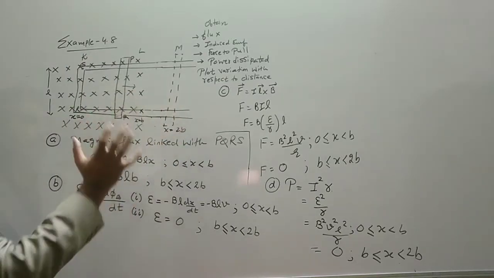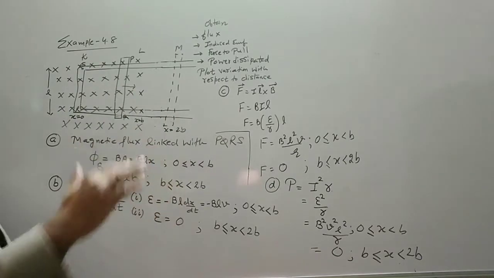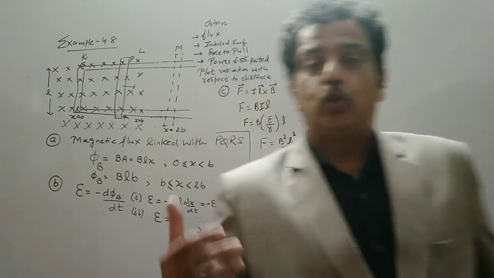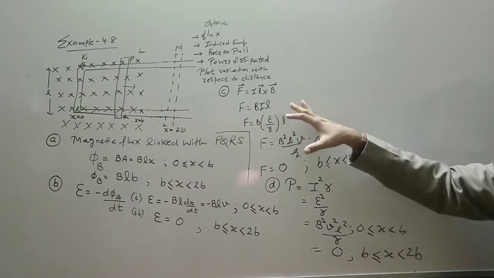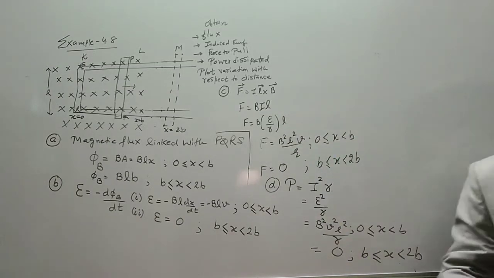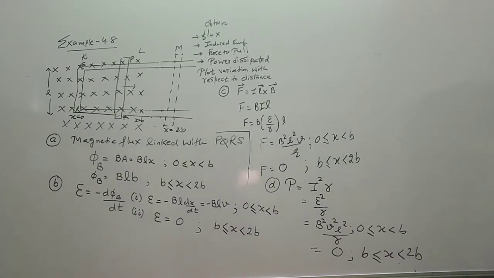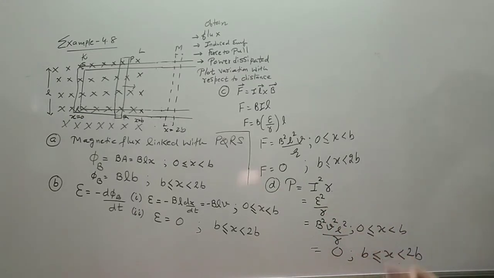But because the flux is constant, the derivative of the constant will be 0. Now how much force do I require to pull the rod? It should be opposite to the Lenz force. So this is the Lenz force, the magnitude of the Lenz force. Our applied force should be opposite. And the power dissipation, again because there is no EMF in this region, is 0. Now we have to plot the graph for all these physical quantities.